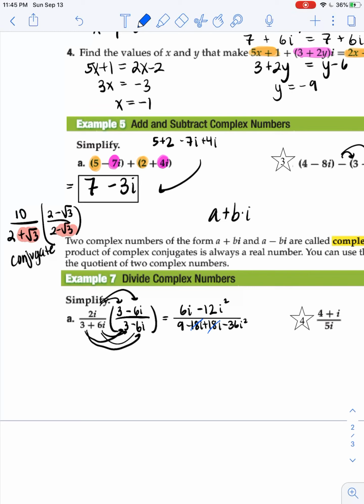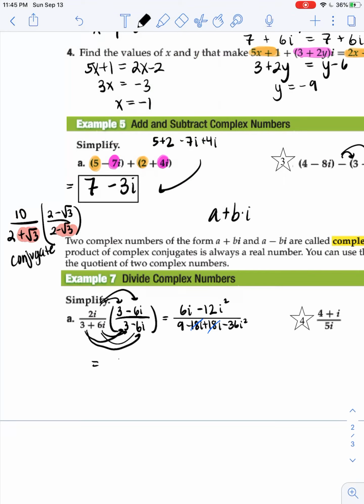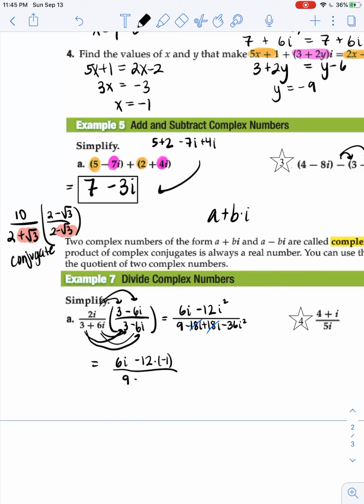And again, you can skip that step. You could go straight to 9 minus 36i squared. You don't have to write them. That's just if that helps you to see it. And so from here, we have 6i minus 12 times i squared is -1. So that's going to be positive 12 all over 9 minus 36 times -1. So that's 6i plus 12 over 9, negative 36 times -1 is positive 36. So we get 6i plus 12 over 45.